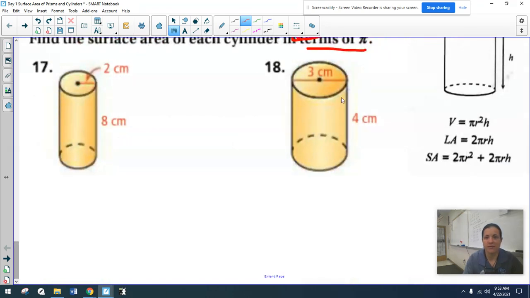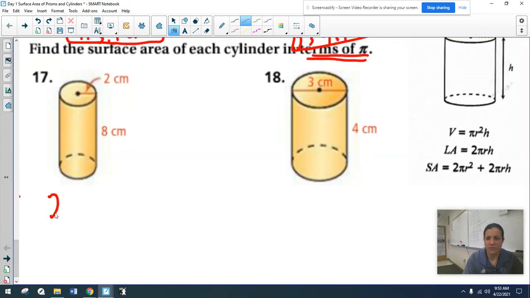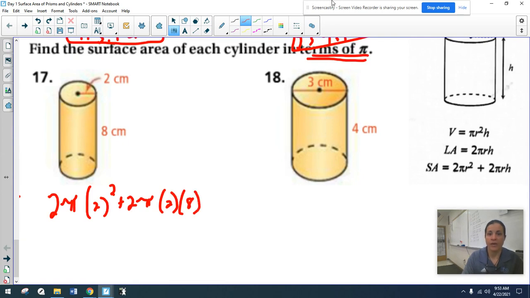Now down here, the only difference is they want it in terms of pi. So when you see that terms of pi, that means when you get your formula, so my surface area is 2 pi r squared plus 2 pi r height. So when you are plugging this in your calculator and they want it in terms of pi, that means do not put these in the calculator. So right here, 2 squared is 4 times 2 is 8. And down here, 2 times 2 is 4, and 4 times 8 is 32. So you just plug in 2 times 2 times 8.